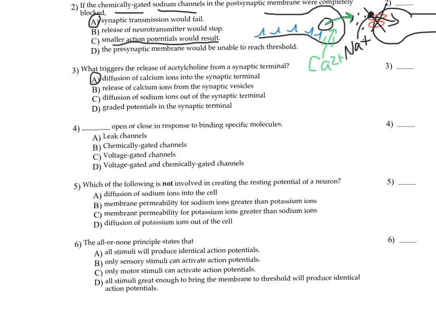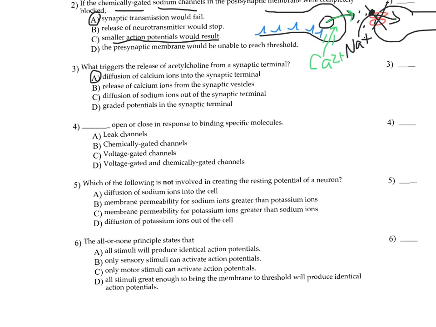What opens or closes in response to binding specific molecules? The key here is molecules, right? That means that it is a chemical gated channel, not voltage. If it said specific voltages or specific millivolts, that would be voltage gated. Leak channels are always open. They don't close.